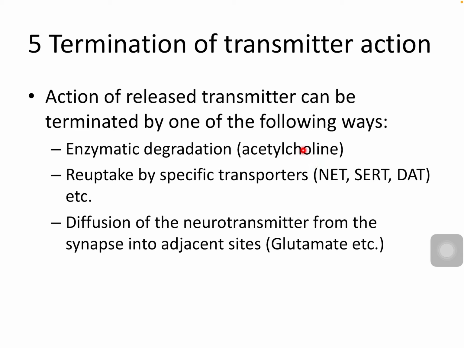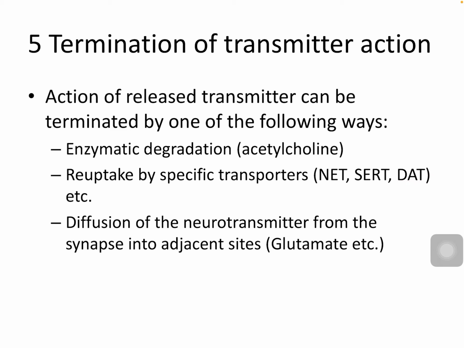It hydrolyzes this acetylcholine, and it is the most efficient way to terminate transmitter activity. Second is reuptake by the specific transporters, like for norepinephrine we have the norepinephrine transporter, for serotonin we have the serotonin transporter, and for dopamine we have the dopamine transporter.